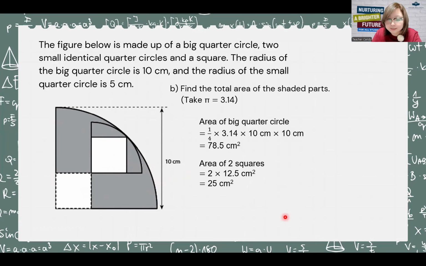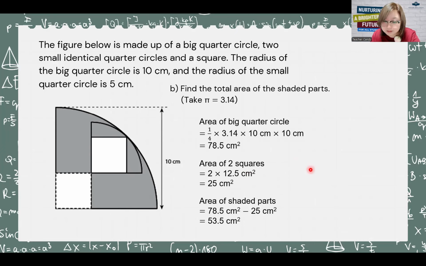In that case, we need to get rid of them. So let's take the big quarter circle minus the two squares and we will get our shaded area. 53.5 centimeters square. And we found it easily by just rearranging the shaded parts. So our answer for this question, 53.5 centimeters square.